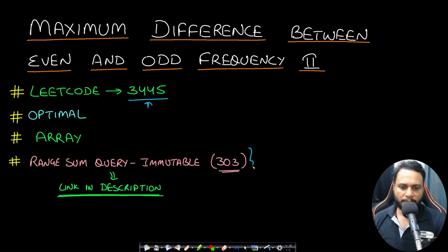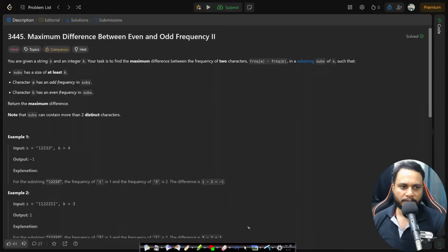In this case, if you have already solved Range Sum Query Mutable, then you will know how to find the range sum query. If you haven't solved it, then you can find the link in the description below, and you can also consider solving this after having solved this current problem.